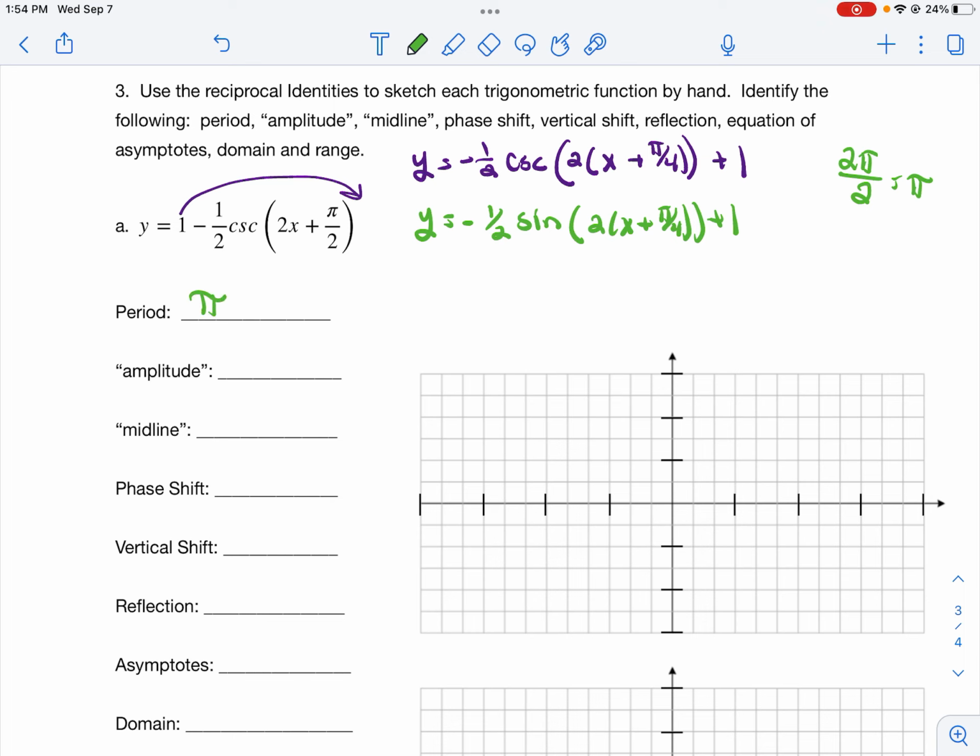So the period is pi. Amplitude, notice I have it in quotations here because this is just the amplitude of the sine graph, which is 1/2. The midline, well, I went up 1, so my midline is now moved up to y equals 1. Phase shift, I have a plus pi over 4, so that tells us I need to go to the left pi over 4. Vertical shift, that plus 1 again, that means I'm up 1. Reflection, yes, I have a minus in front of A, so that means across the midline.